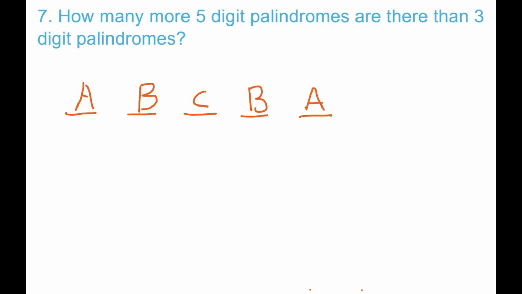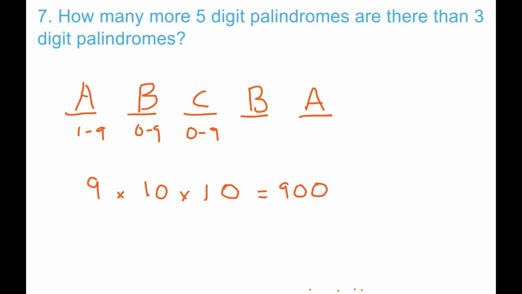Now, whenever you have two independent items, to find the total number of combinations, you just multiply the number of ways that you can have the first item and the number of ways that you can have the second item. So the number of choices that we have for A are 1 through 9. So we have 9 choices for A. B can be anywhere from 0 to 9. So we have 10 choices for B. Now for C, once again, it could be anywhere from 0 to 9. So we have 9 times 10 times 10 choices. B and A, since we already fixed them at the beginning, are already done. So now we have 900 total 5-digit palindromes.